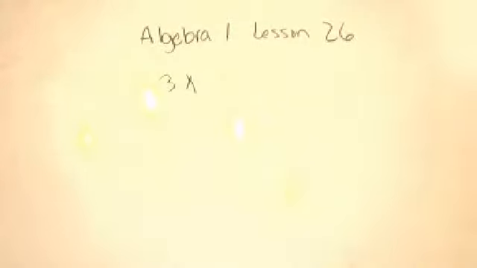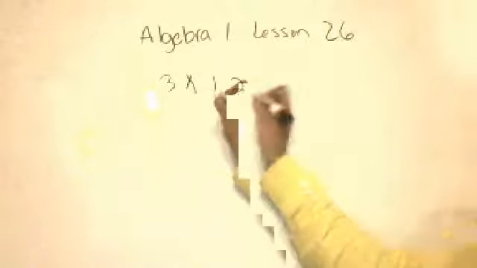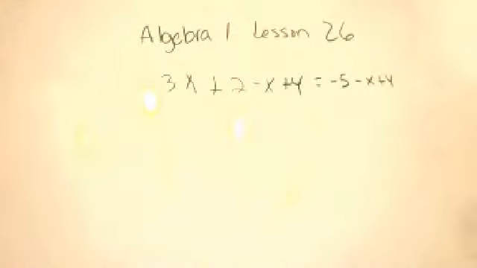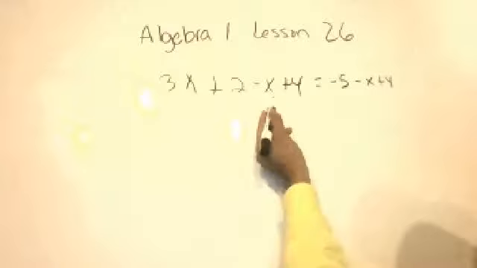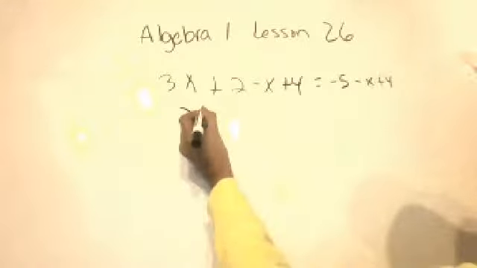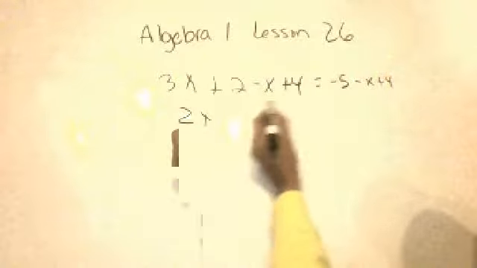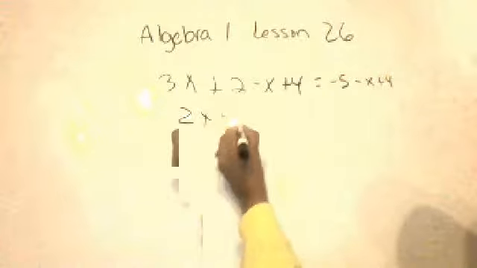So let's do 3x plus 2 minus x plus 4 equals negative 5 minus x plus 4. Do we have anything to distribute? No, we don't have parentheses. But do we have like terms? Let's look at the left side. Don't I have a 3x and a negative x? That simply is 2x. Then I've got a positive 2 and a positive 4, which is positive 6.